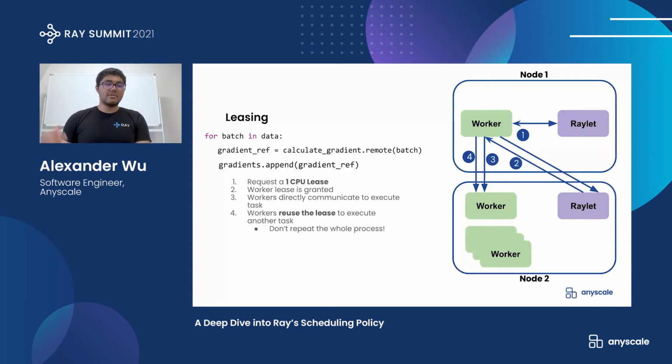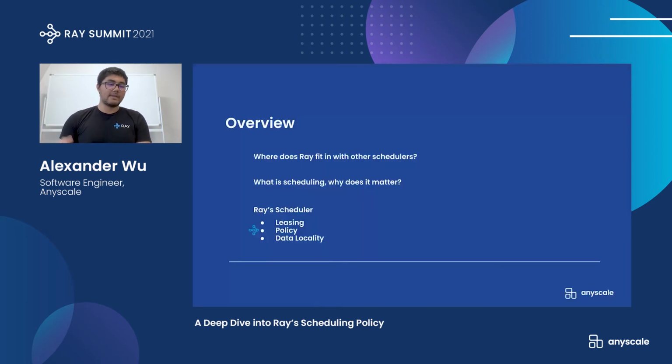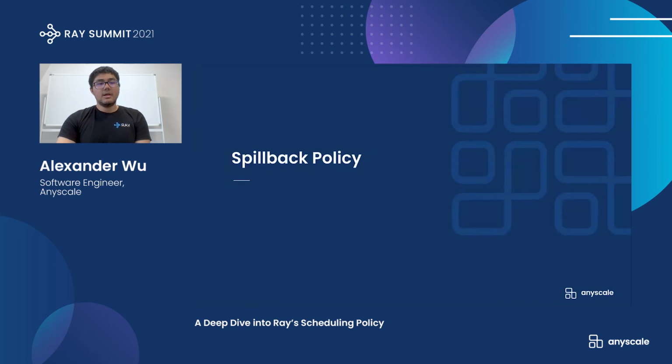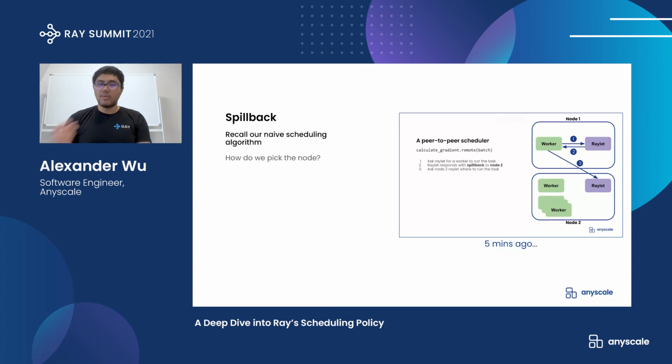All right. So that was leasing. One of the other topics I want to talk about here is the actual scheduling policy, or that spillback policy, which is typically what people think of when they think of scheduling policy. If you recall a couple minutes ago when we were talking about our scheduler, we said that node 1 will spill back to node 2. The spillback policy here is essentially just answering the question of why did we pick node 2 there, right? There could be many other nodes in our cluster. Why do we pick whichever node that we pick?